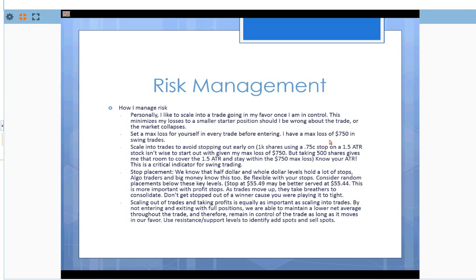I set a max loss for myself in every trade before entering. Generally speaking, I have a max loss of $750 in swing trades. Now, my profit or my equity curve this year is way behind where it was last year. I don't feel pressure. I'm still profitable. I don't feel pressure to take bigger risk to try and make up time because I know the market is cyclical. The market period this time last year was much more stable.